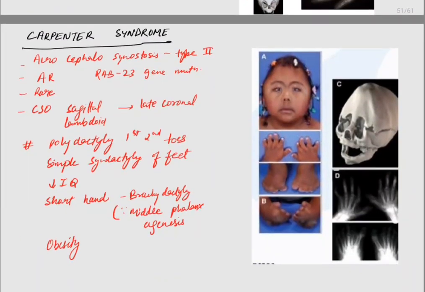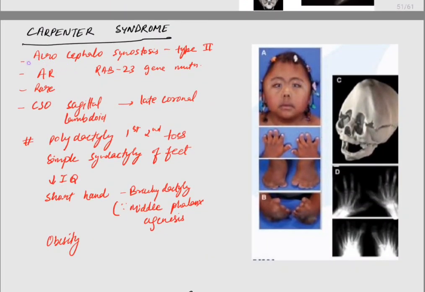Coming to Carpenter syndrome. Carpenter syndrome is also known as Acrocephalopolysyndactyly type 2. It is one of the few autosomal recessive conditions, due to RAB23 gene mutation. It is a rare disease. Here there is craniosynostosis of the sagittal or lambdoid suture and there is late coronal suture fusion. Therefore, there is a characteristic shape of tetracephaly.